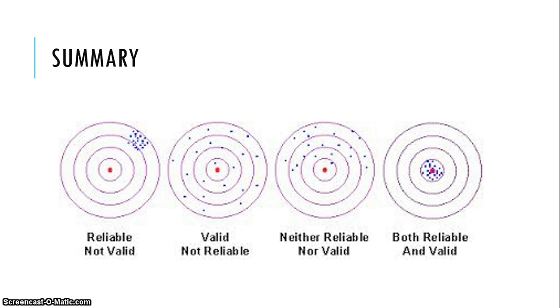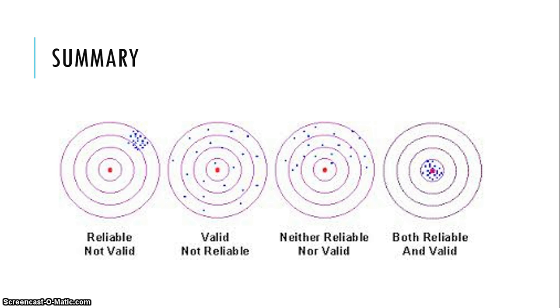In summary of the two videos, although I've separated the videos out, we looked at these in a lesson in the last lab that we had. The graph on the left hand side where all the dots are in the top right hand corner is reliable but not valid. It's reliable because all the scores are close together. It's not valid because the scores haven't hit the center of the target.